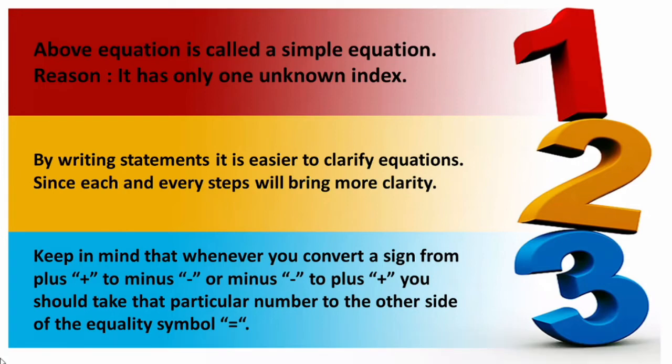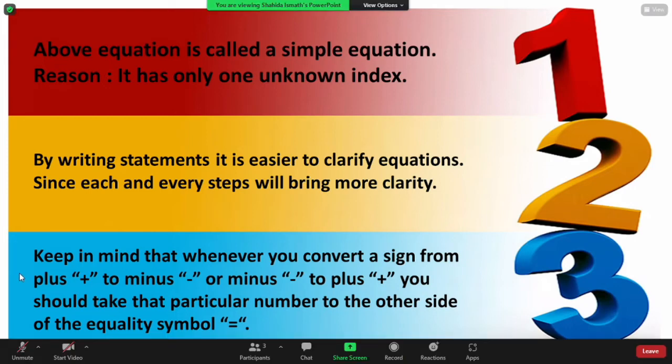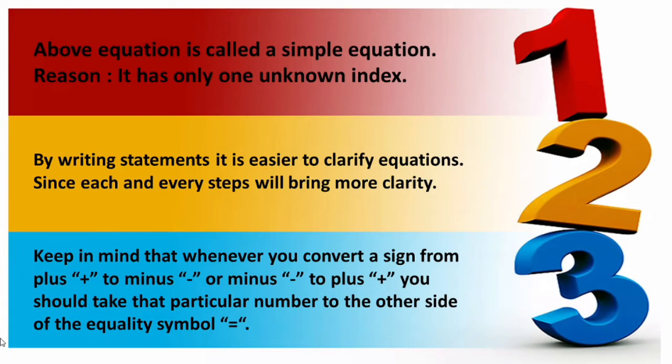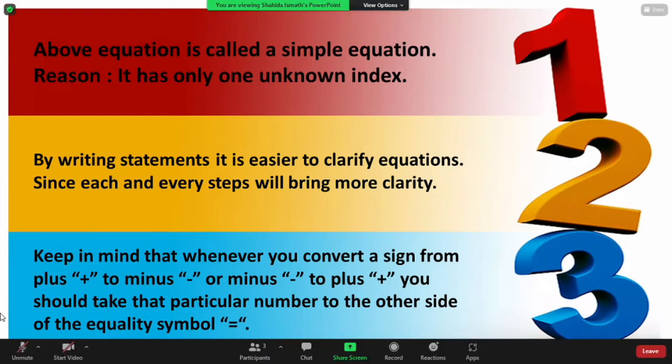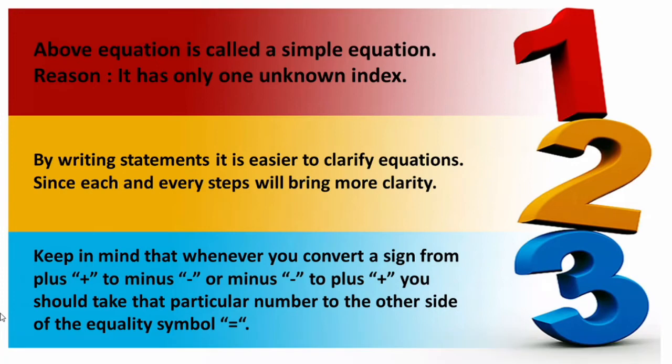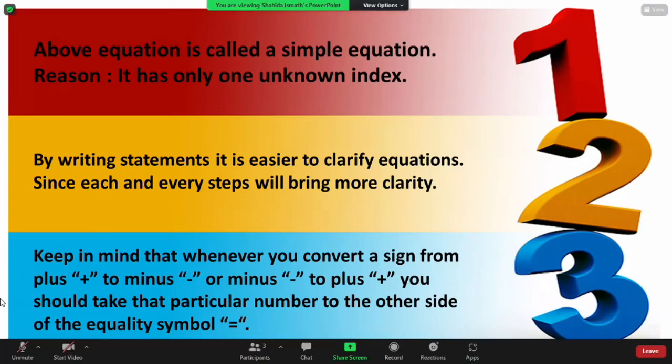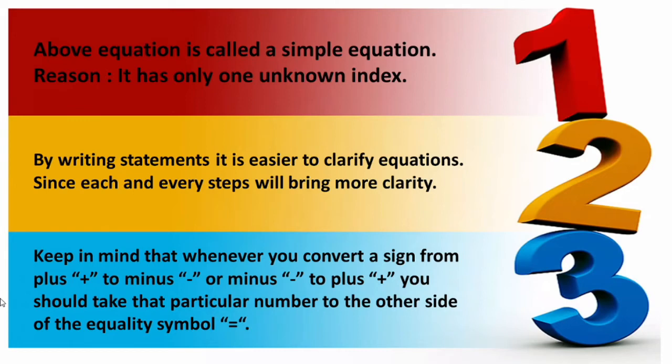The question is, a vendor had X mangoes. A vendor had X mangoes. A vendor means a person who sells anything. So this is a person who sells mangoes, and he has X amount of mangoes. He bought another 24 mangoes. He now has a total of 114 mangoes. So now how will you write statements and clarify the equation? The vendor had X mangoes and he bought another 24 mangoes, and altogether he has 114 mangoes.